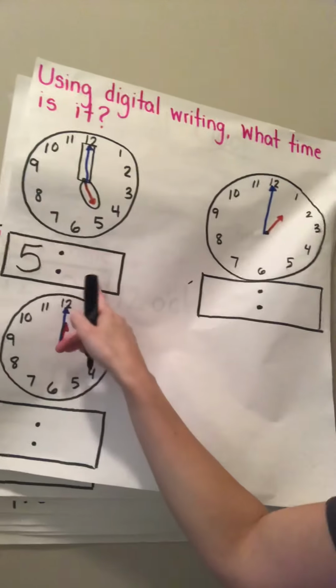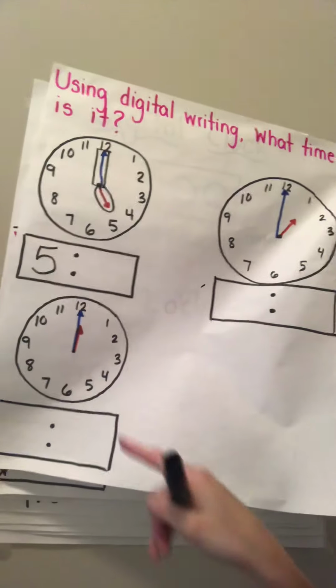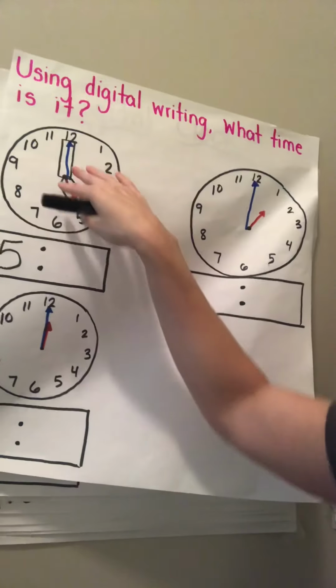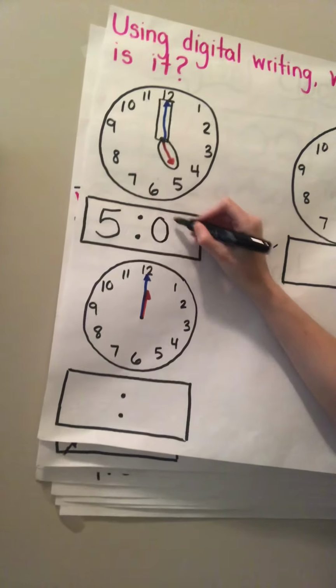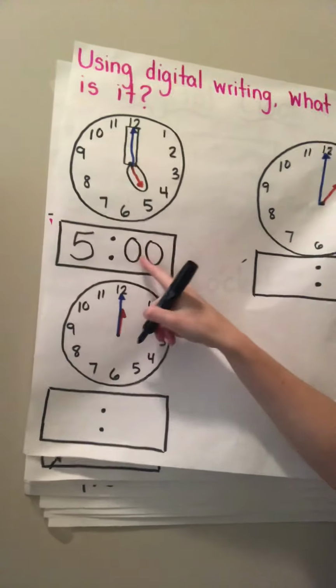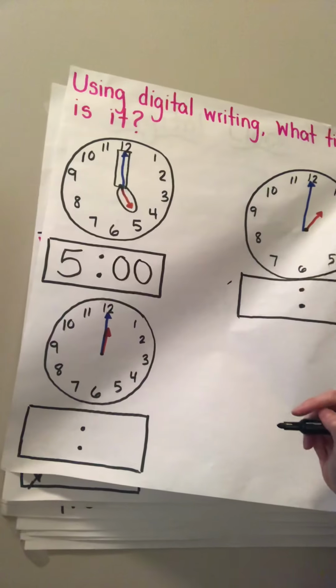so what do we put for the minutes? I don't put 5:12. What do I put for my minutes? It's 5. Right, it's 5 o'clock. So to show o'clock, I put my 2 zeros. So it's 5:00, which says 5 o'clock.